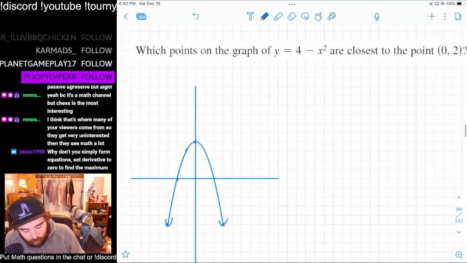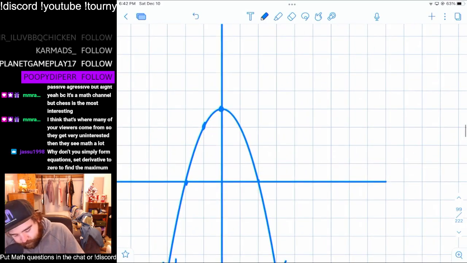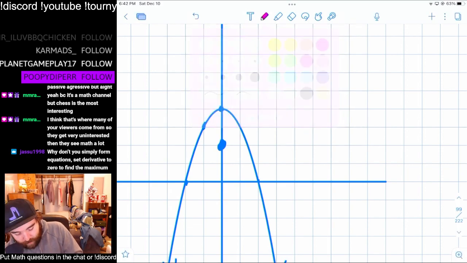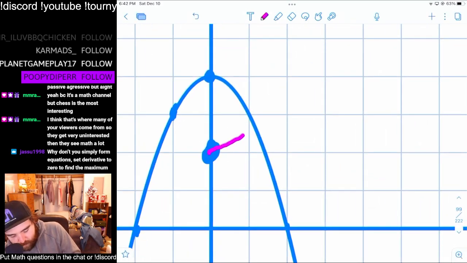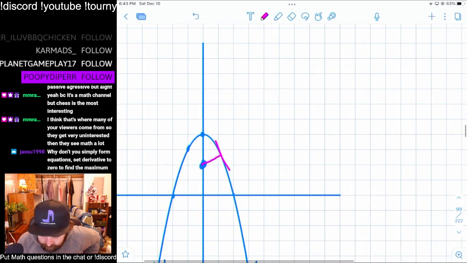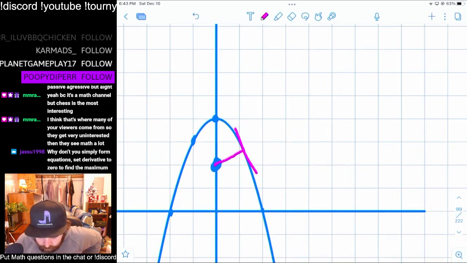So that's our graph that we're working with. And we want to know what points on the graph are closest to (0, 2). And I don't know, we can look. I mean, we actually should know the answer is where it's perpendicular to the tangent line, right? Where the tangent line and the line to the point is perpendicular. That's intuitively where it should be, right? But we can do some calculations to see if that's actually true. Maybe we'll do that both ways.